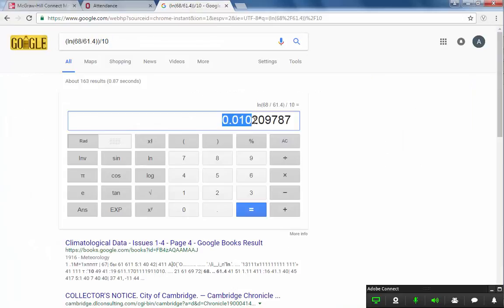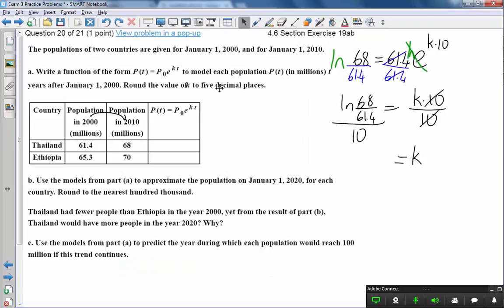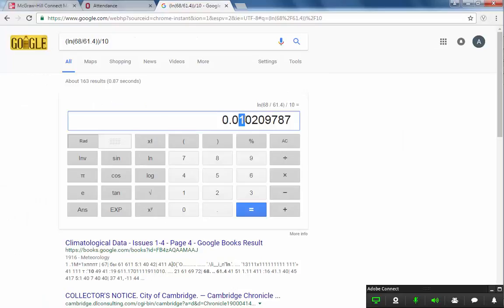And that k is how many decimal values? 5 decimal places. 1, 2, 3, 4, 5. So I need to round up or down. 9 up. So this is gonna be 1, correct? If you round 9 up. So 0.01021.